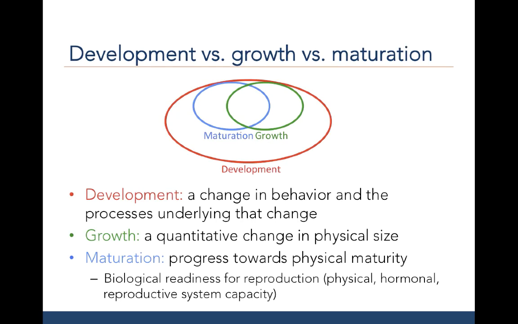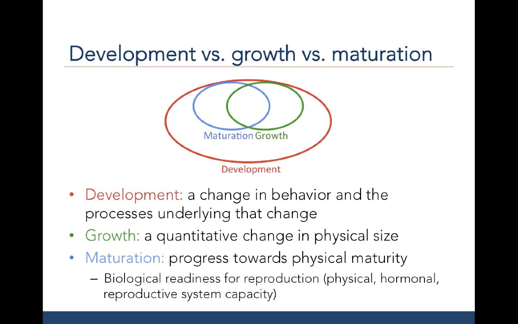Often development, growth, and maturation are used interchangeably. However, there are important differences between these different terms. As we have mentioned, development is a change in behavior or function and the processes that underlie those changes. In contrast, growth is a quantitative change in physical size, for example, height or weight. Maturation is a progress towards physical maturity, specifically biological readiness for reproduction. So this includes physical, hormonal, and reproductive system changes.